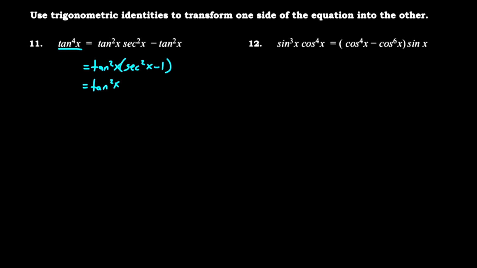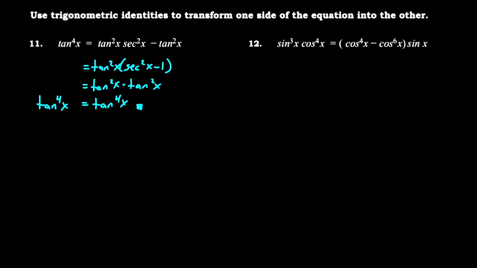And of course, that's because we're trying to get to tangent to the fourth. So I want to make sure I have a bunch of tangents. I just need to change these into some more. And secant squared minus 1 is another tangent squared. So tangent squared times itself is tangent to the fourth. So that one was pretty quick.